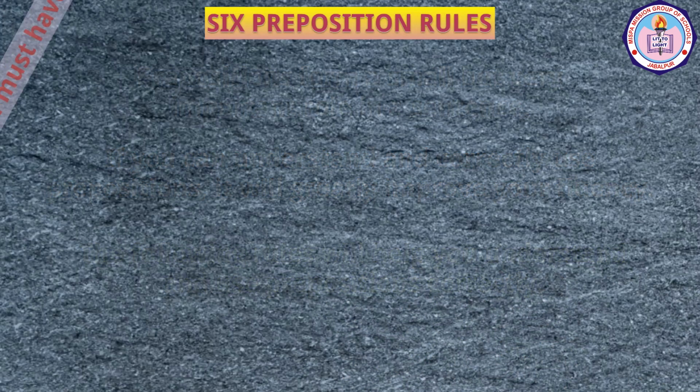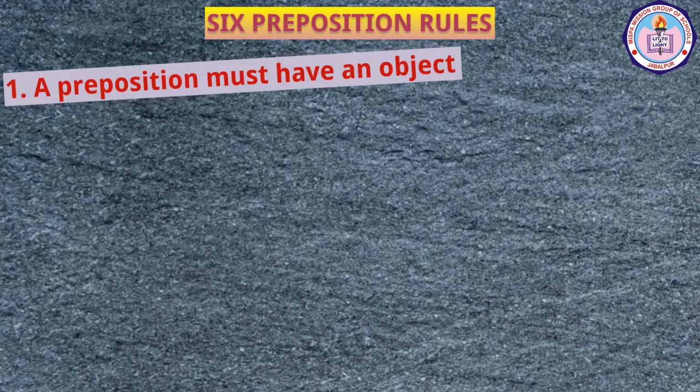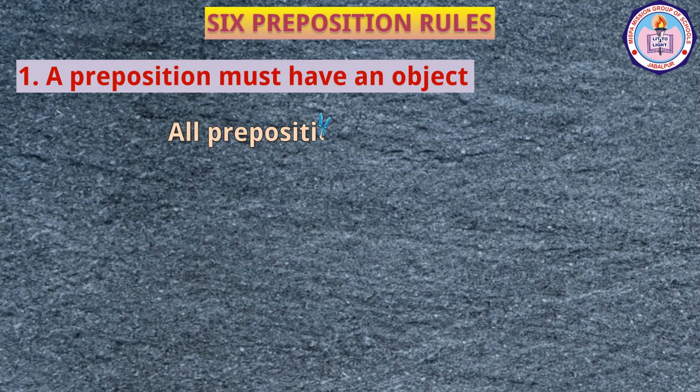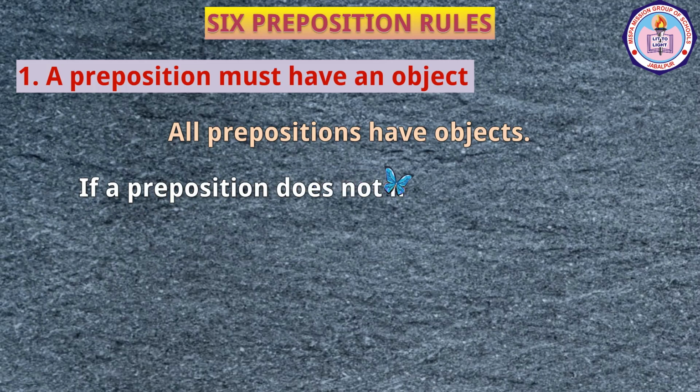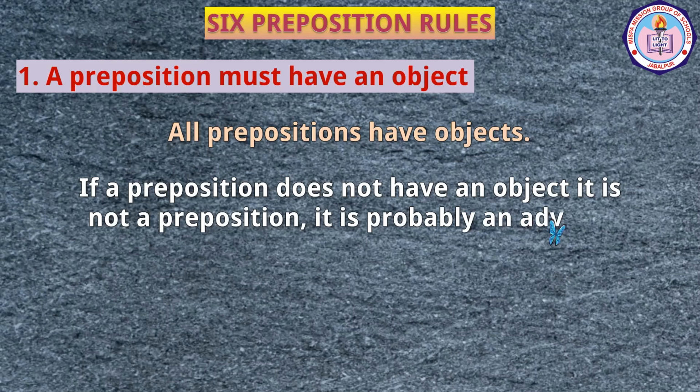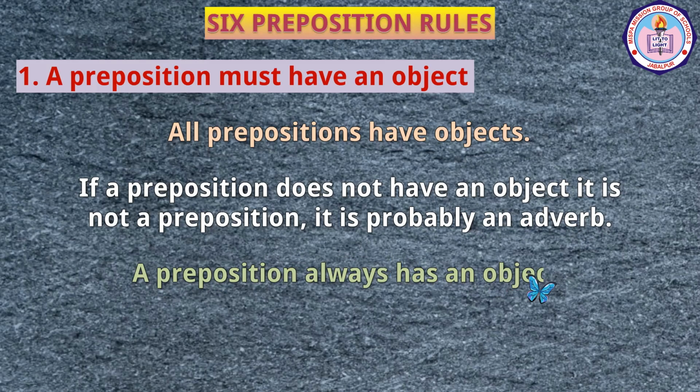1. A preposition must have an object. All prepositions have objects. If a preposition does not have an object, it is not a preposition. It is probably an adverb. A preposition always has an object. An adverb never has an object.